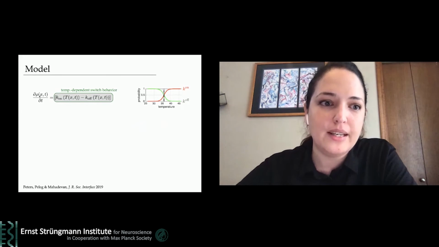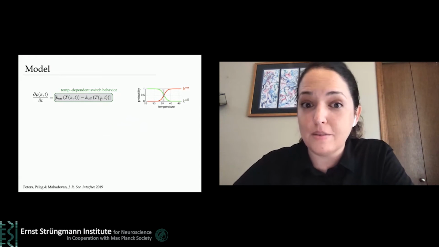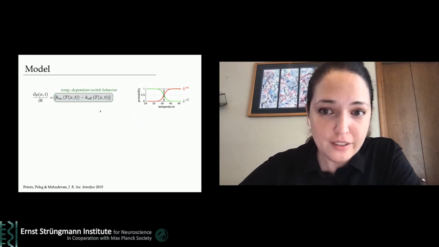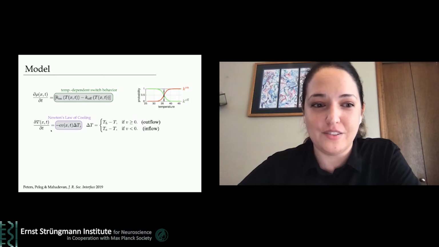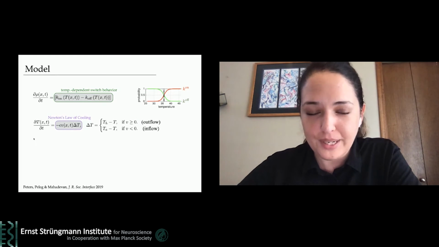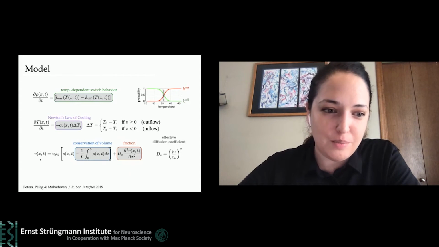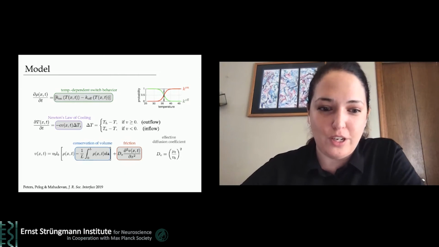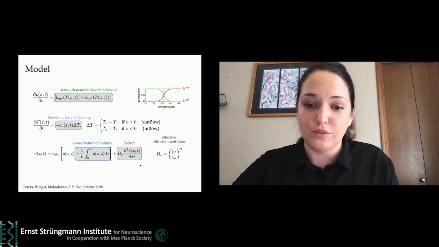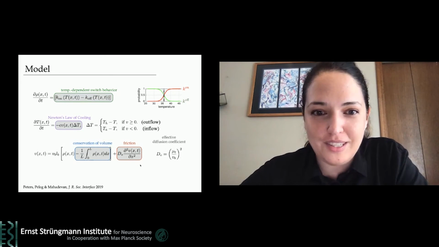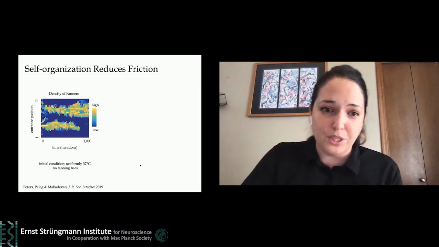The first one couples the density of bees that are fanning to the on-off rate that depends on the local temperature along the entrance of the hive. The second is Newton's law of cooling that tells us what the temperature would be given a temperature gradient. And finally, we have an equation that couples the air velocity to the conservation of volume, as well as the friction that will occur when we have opposing flows. These are the equations, and we can solve them numerically, which is what I'm showing you here.